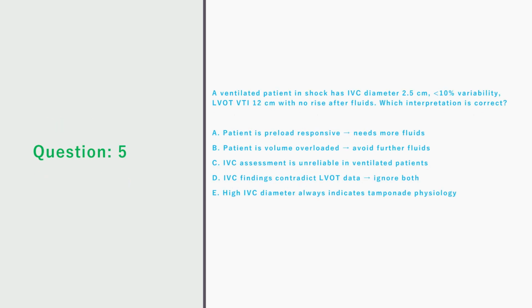Question 5. A ventilated patient in shock has IVC diameter 2.5 cm, less than 10% variability, left ventricular outflow tract VTI 12 cm with no rise after fluids. Which interpretation is correct? A. Patient is preload responsive, needs more fluids.